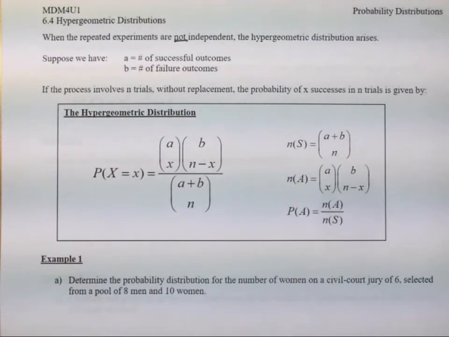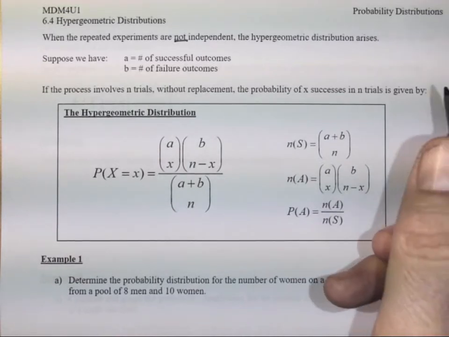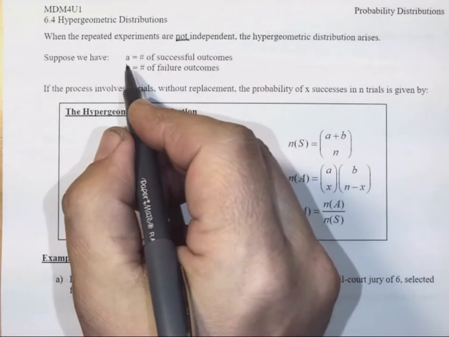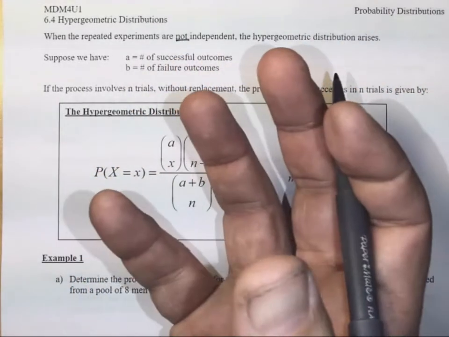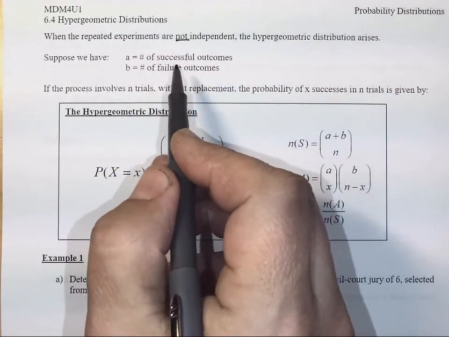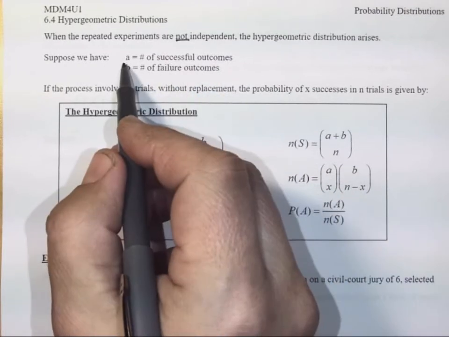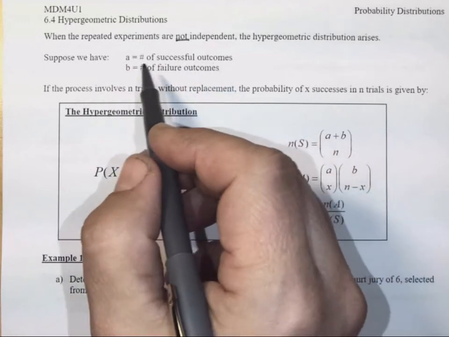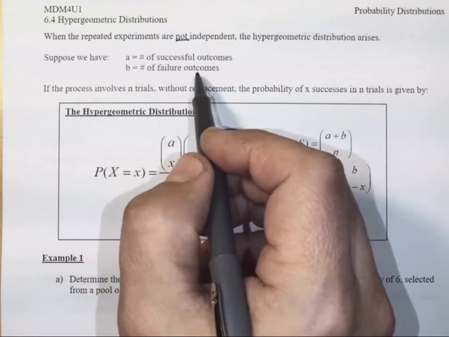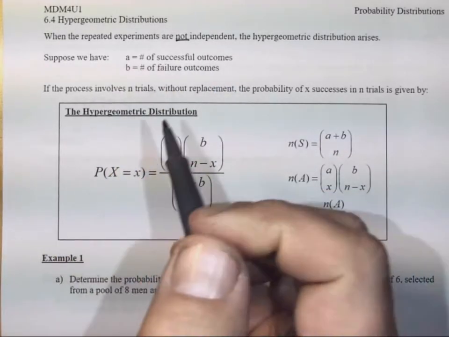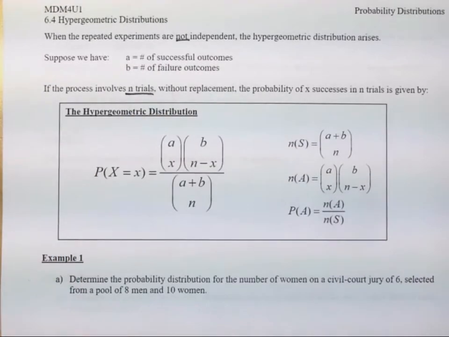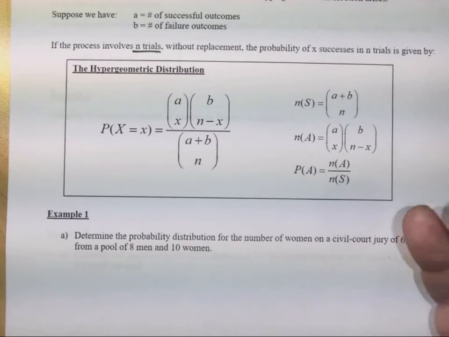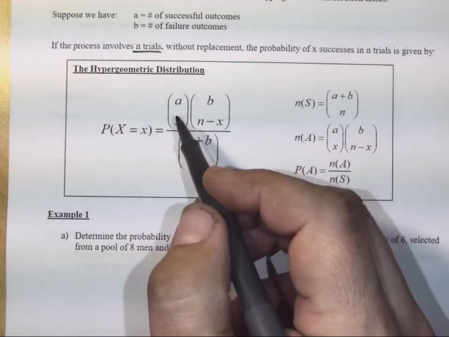Another big difference is we're not going to be talking about P and Q anymore as the probability of success and failure. Instead, we're going to be making groups of successful outcomes and failure outcomes. So A is the group or number of successful outcomes, and B is the group or number of failure outcomes. If a process involves n trials, then the probability for the hypergeometric distribution is given by this.